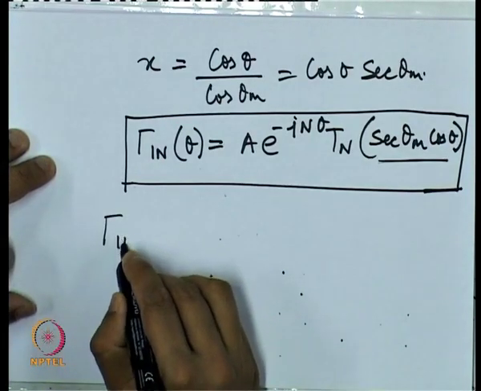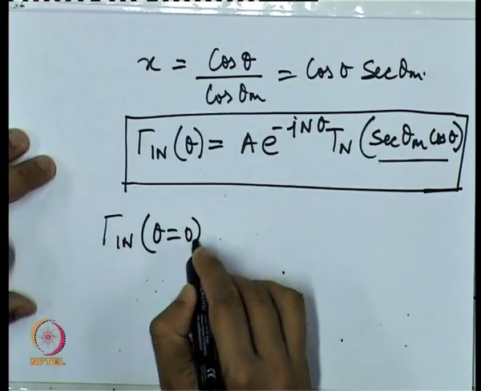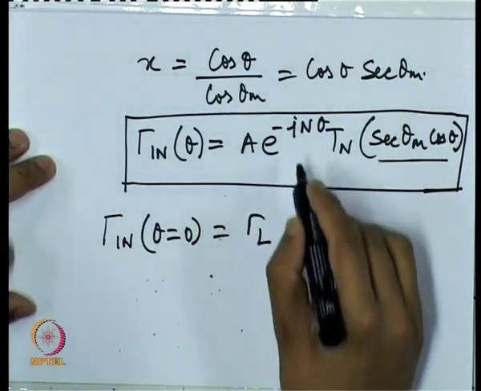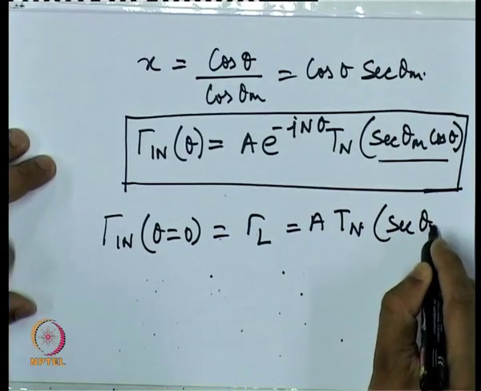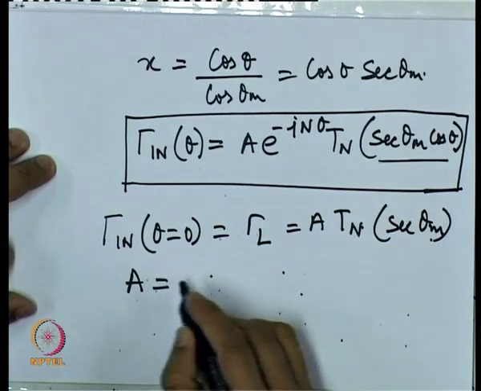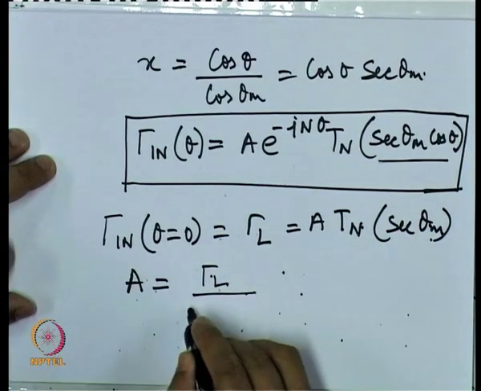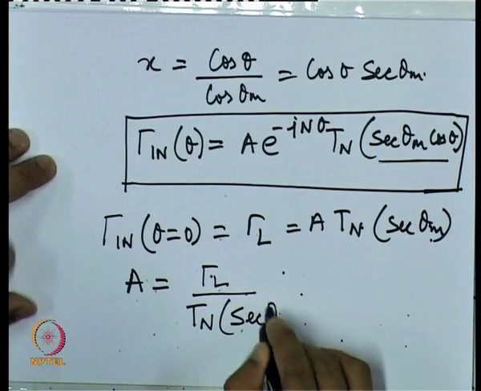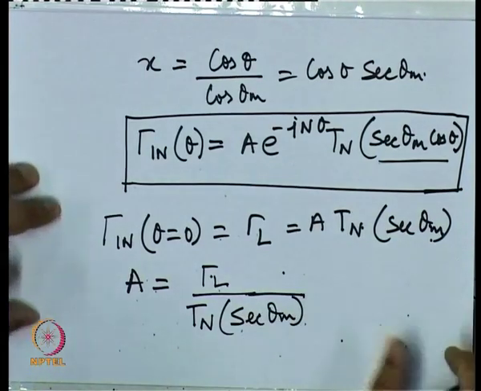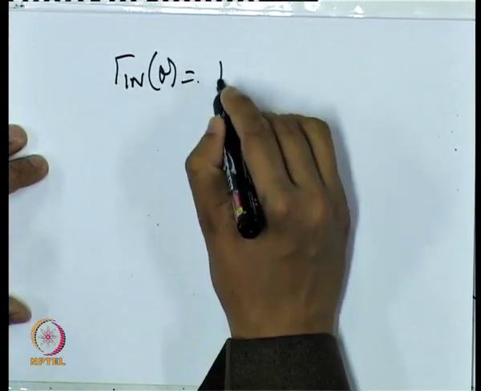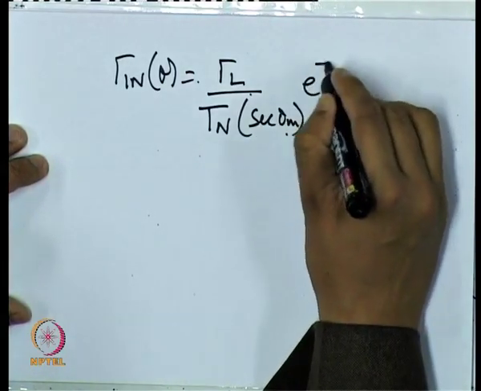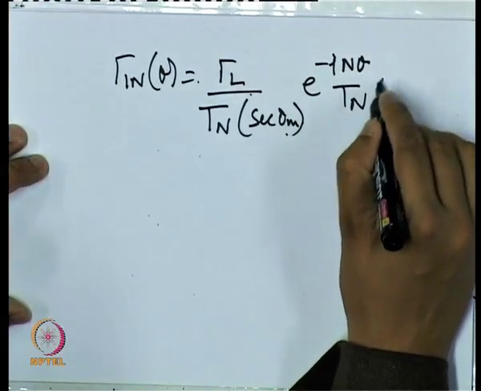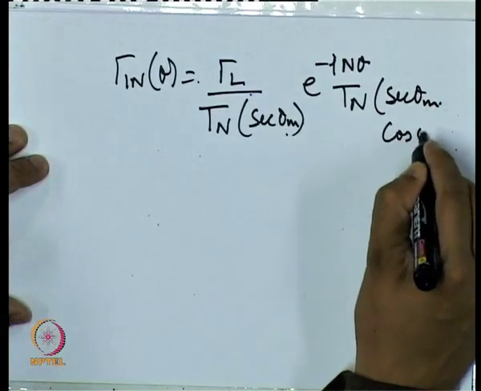So, again just like we did for the binomial transformer, if we take gamma in at theta equal to 0, then that should be equal to gamma L, and by substituting theta equal to 0 in this expression, we get A T n sec theta m, from which we can derive a value for A as gamma L upon T n sec theta m, from which we can then straight away write gamma in theta is equal to gamma L upon T n sec theta m, e raised to minus j n theta, T n sec theta m cos theta.